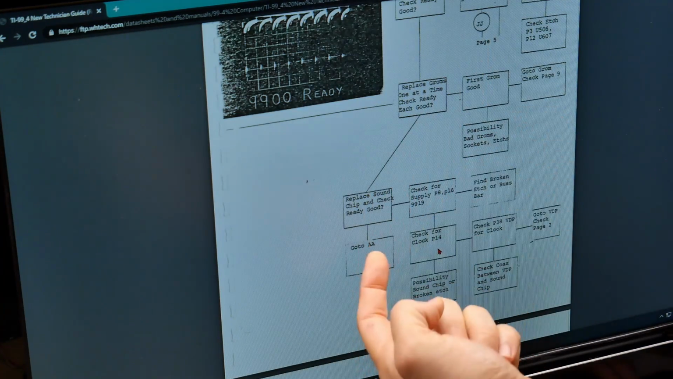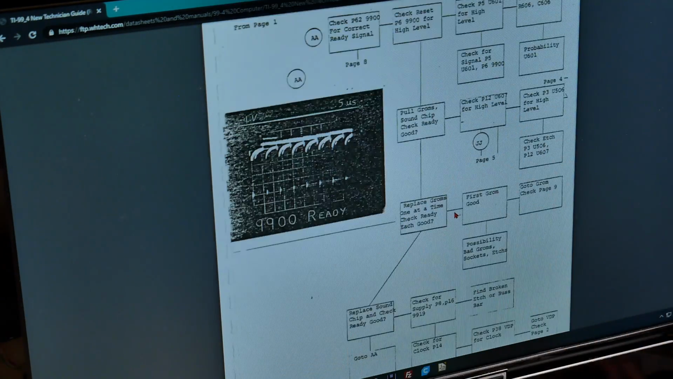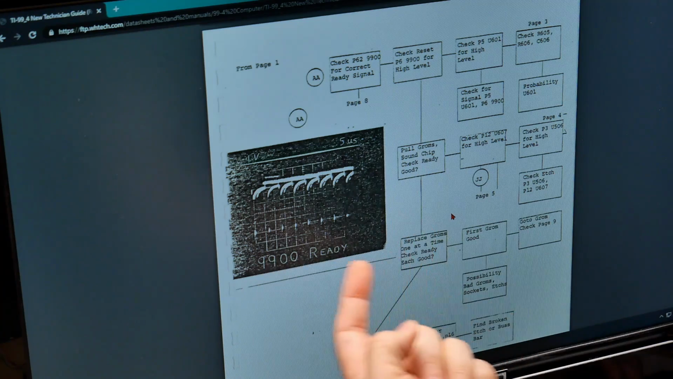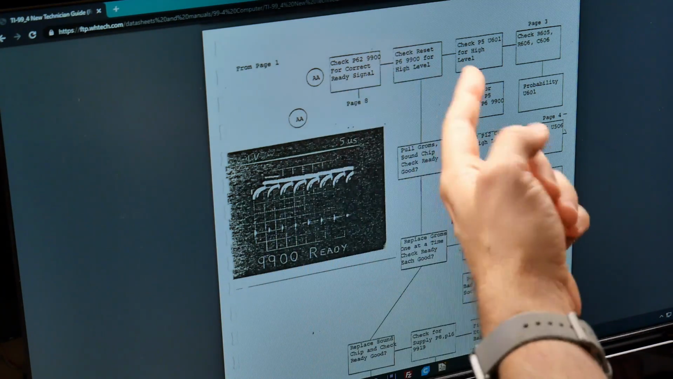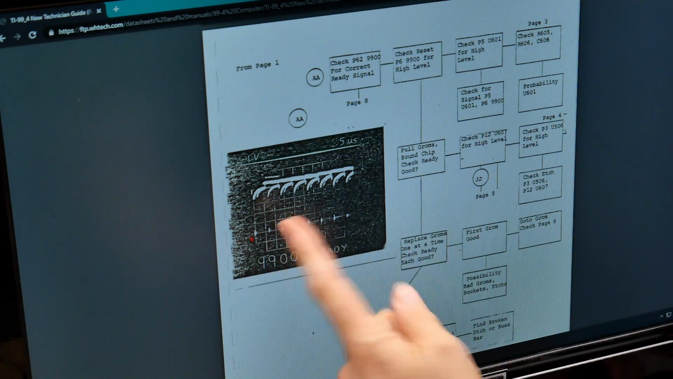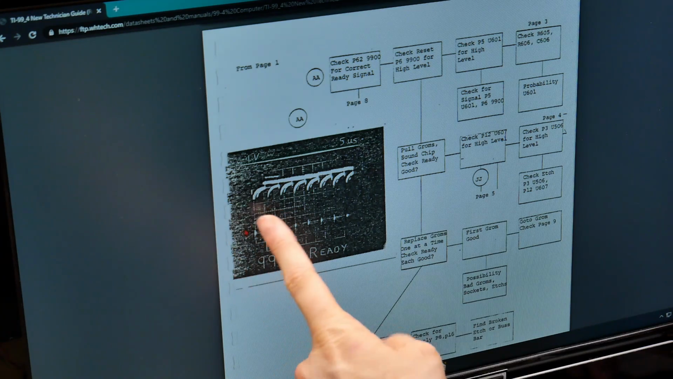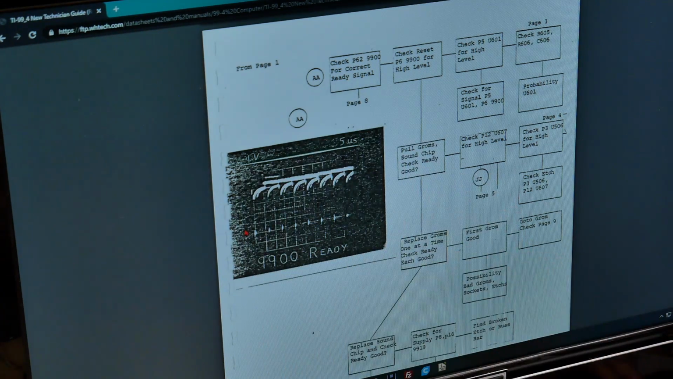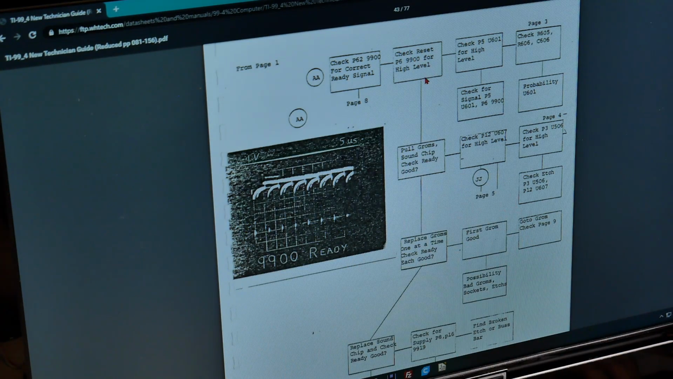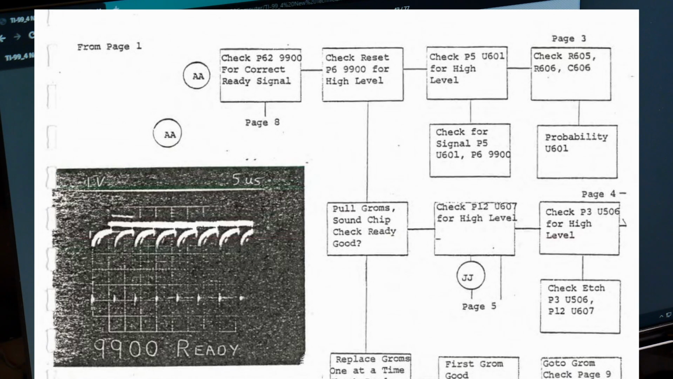And it finally is going to AA, it says, and we go back to AA, and here we are back at the start of this thing where it's checking the ready signal. So let's go off the assumption that the activity I see on mine is ready is looking good, right? So we're going to go from ready over to here, check pin 5 of U601 for high level.